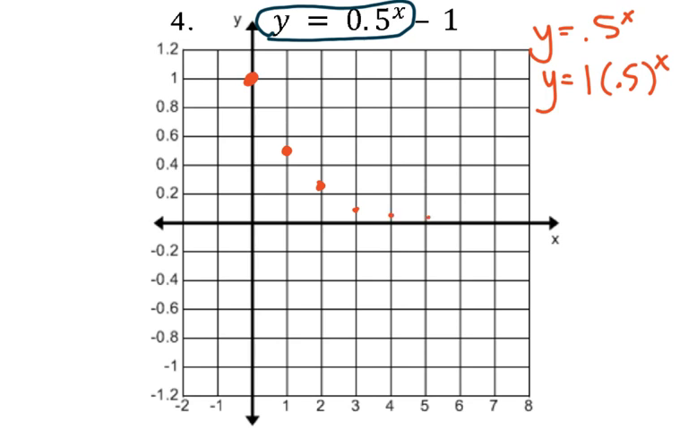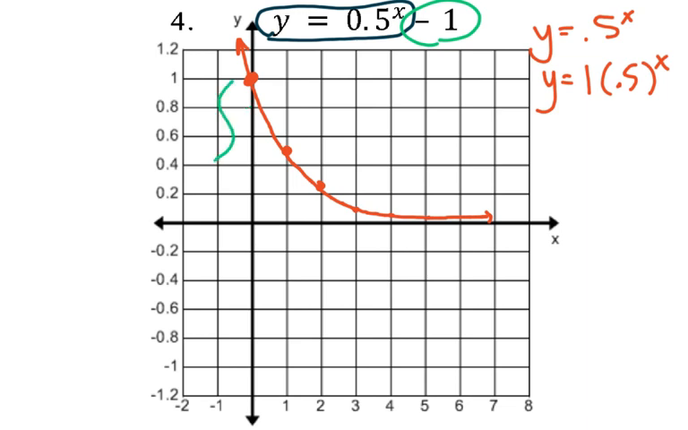So it's going to flatten out like this. And so I know the behavior of my graph because I know what type of graph it is. And so if I can just get started with a few points, I know what's going to happen. Now, because of the minus 1, what does that do to my graph? It's going to take every single point and it's going to drop it down 1.